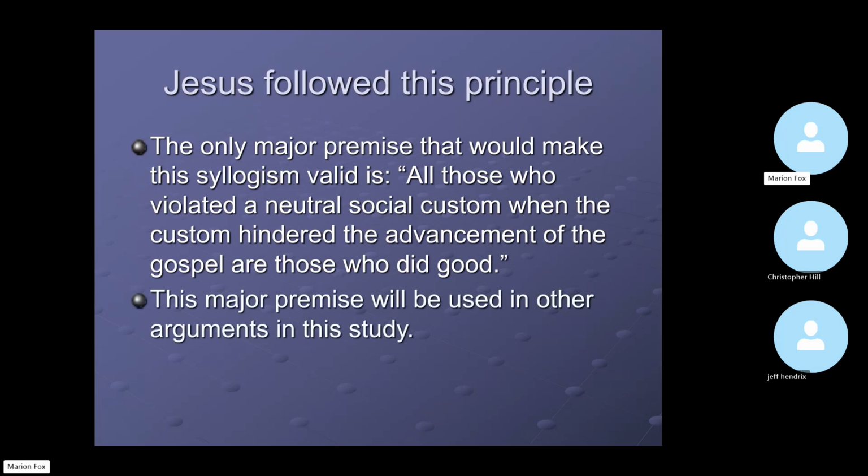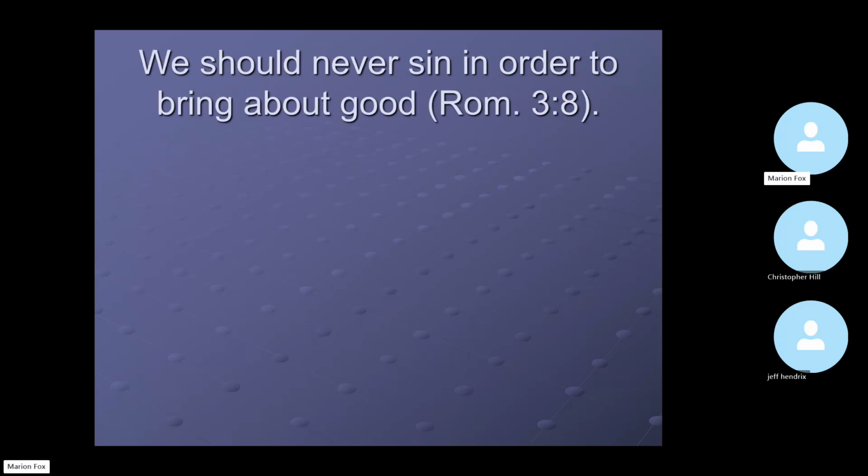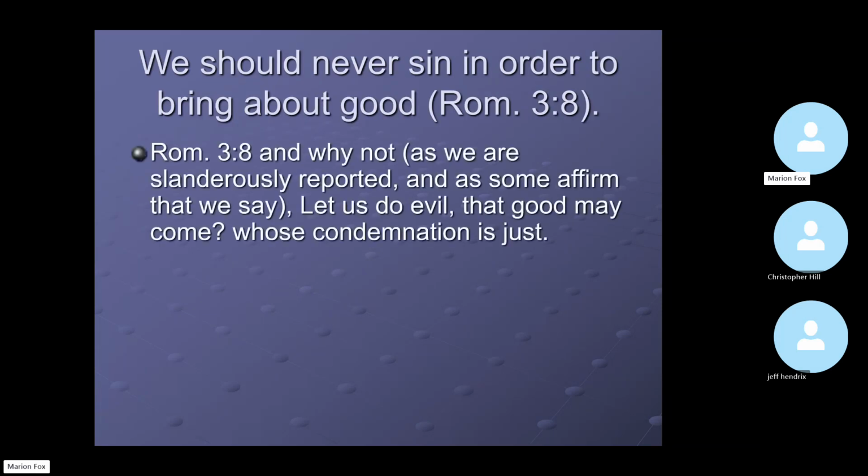The major premise will be used in other arguments in the study. So we'll use that major premise now that we've developed here. And we go to Romans 3:8. We should never sin. So we put the customs into three categories. Some are good, some are neutral, and some are evil or wicked. And so we'll never do one that's wicked.